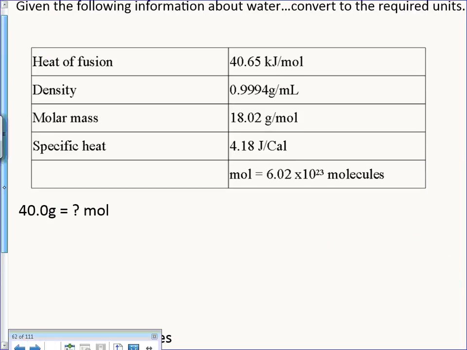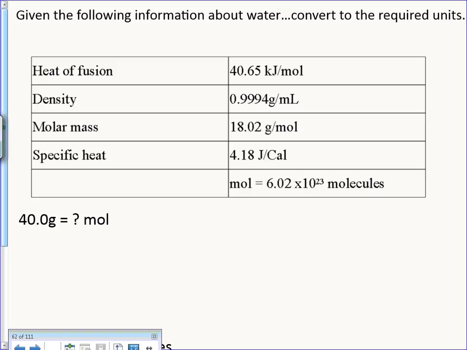Okay, so I have a lot of information about water. Now you know the heat of fusion of water. Fusion means to melt. So water requires 40.65 kilojoules, a unit of energy. It requires that much energy to melt a full mole, a full huge number of water molecules. We kind of all knew the density of water already. This is at room temperature, and then we know a couple more things here.